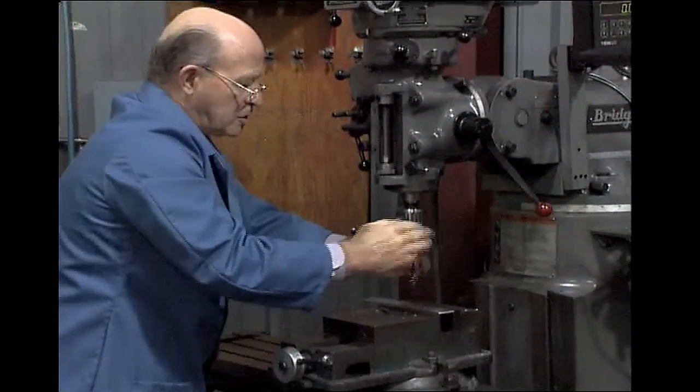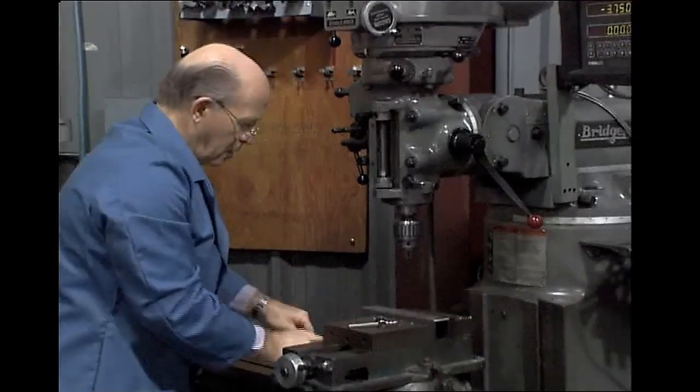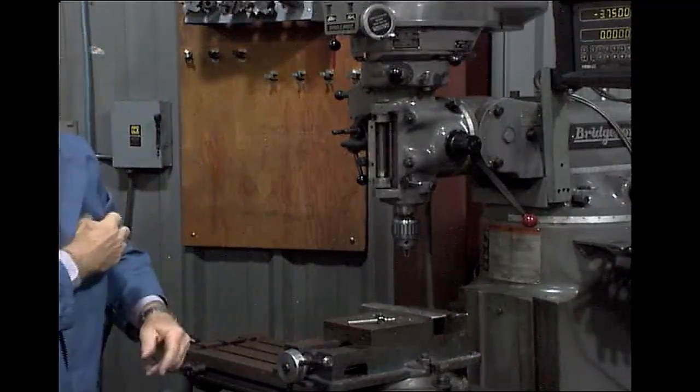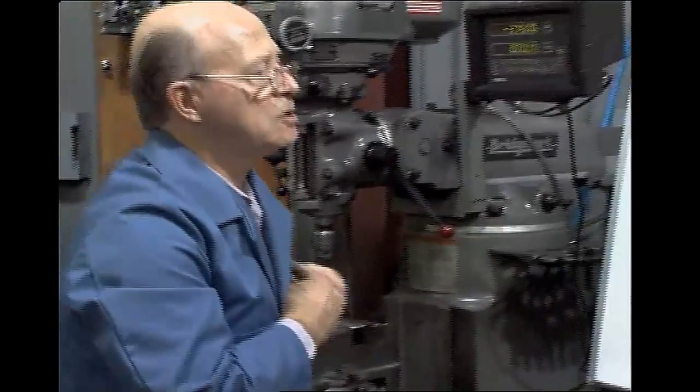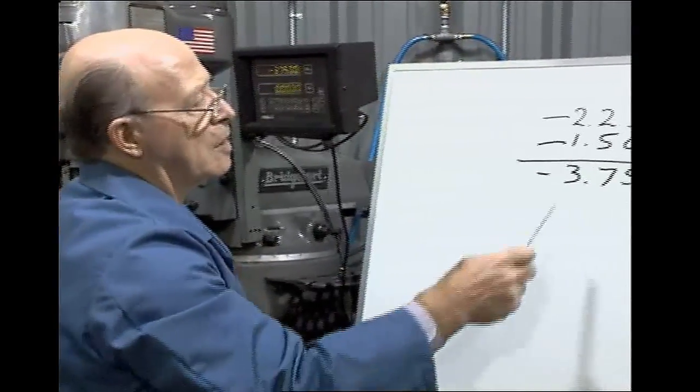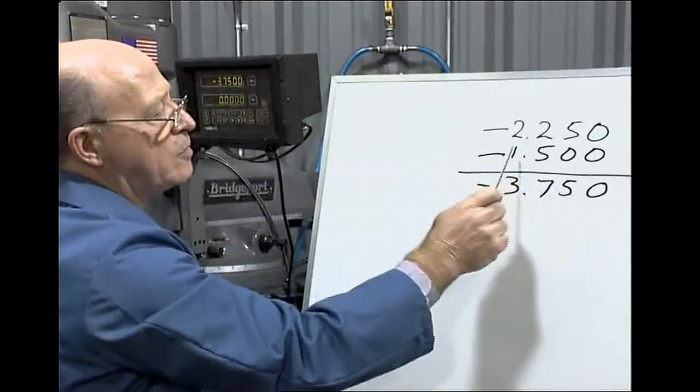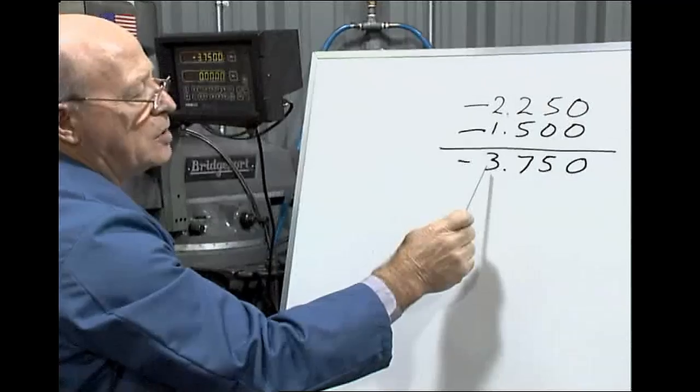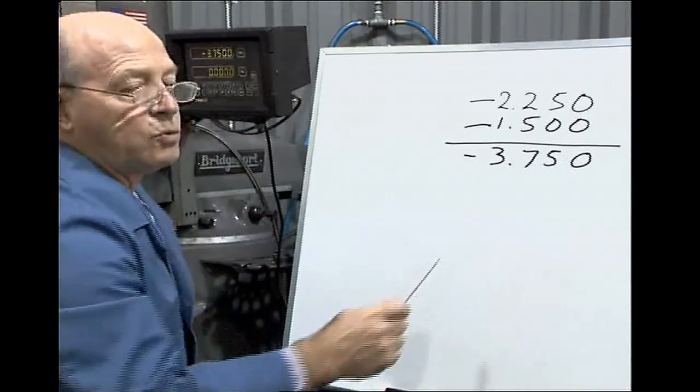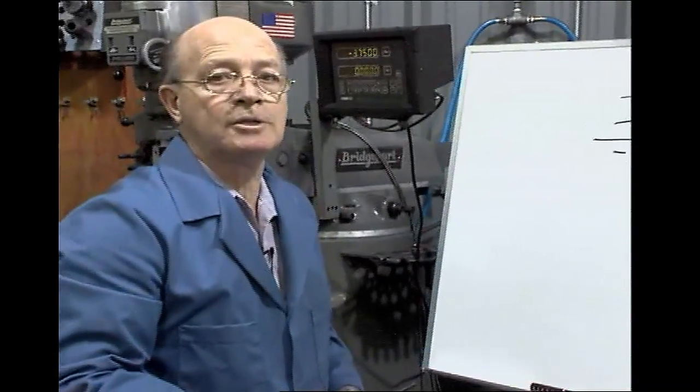Now let's go and measure the part with a ruler. As you know your fractions, this is 2 1/4, this is 1 1/2, and this is 3.750, which measures 3 3/4.